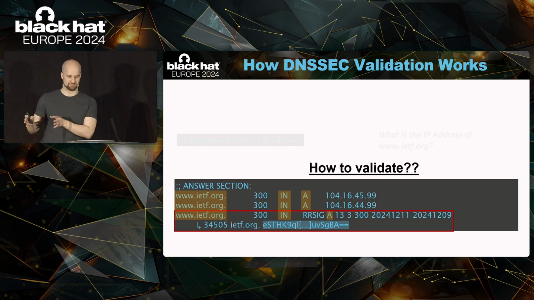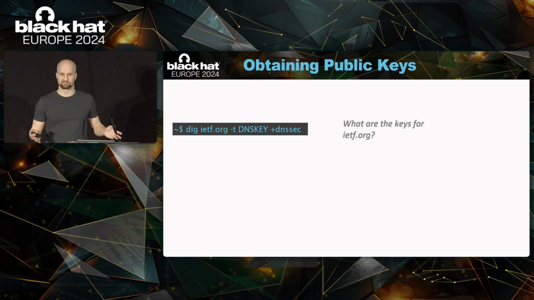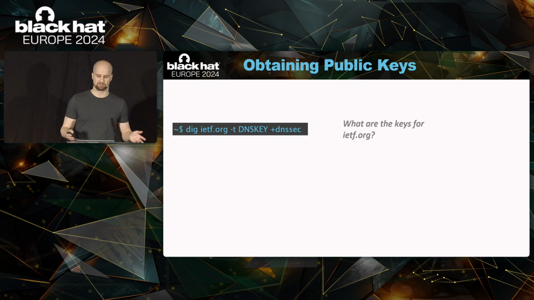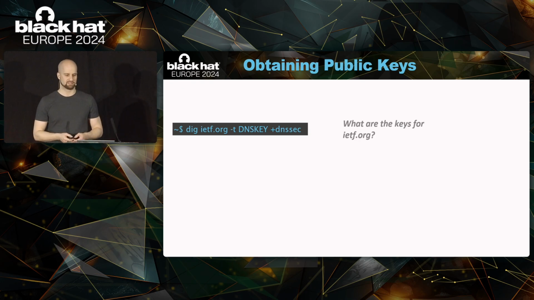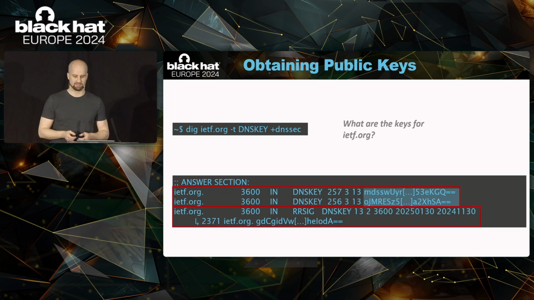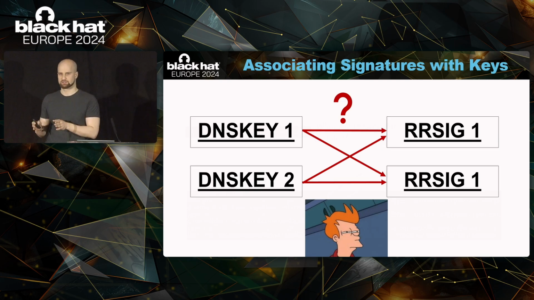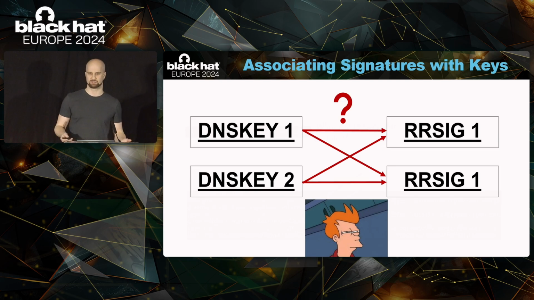So, but how is the signature now validated? To validate the signature, we also need a key, obviously, and what we're doing now is also what the resolver does. We're querying for the DNSKEY set in that domain. We get back the DNSKEY set carrying public keys. And the set is itself signed and covered by a signature record. So now we have signatures and keys, but how are they associated?